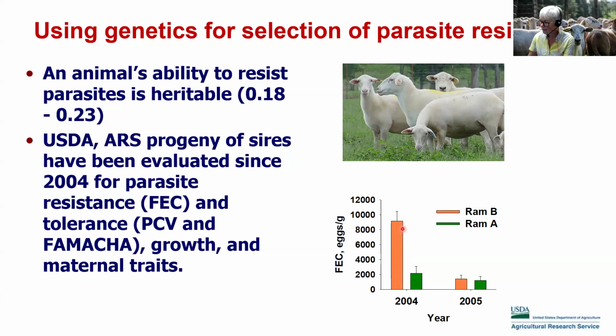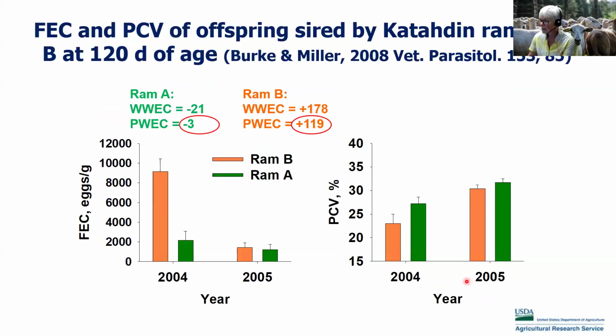The more susceptible Ram B had higher fecal egg counts than the more resistant Ram A. In 2005, it wasn't a big deal because there wasn't that much rain, so we didn't have that many parasites. That did transfer over to level of anemia as well. I don't know how many people are on the National Sheep Improvement Program, but it essentially equated to the green ram having a post-weaning fecal egg count of -3, and the more susceptible orange ram +119. If you're in an NSIP, you know what that means. If you're not, then I'll have to give you another webinar just on that alone.